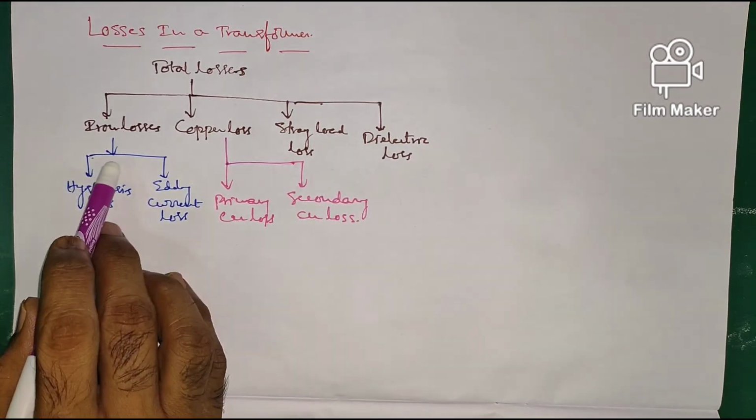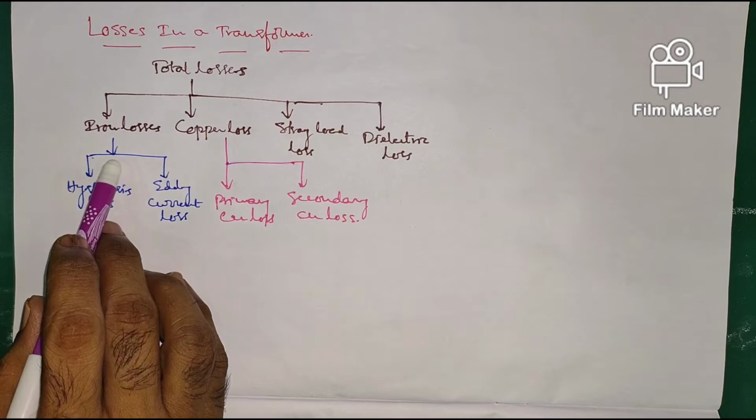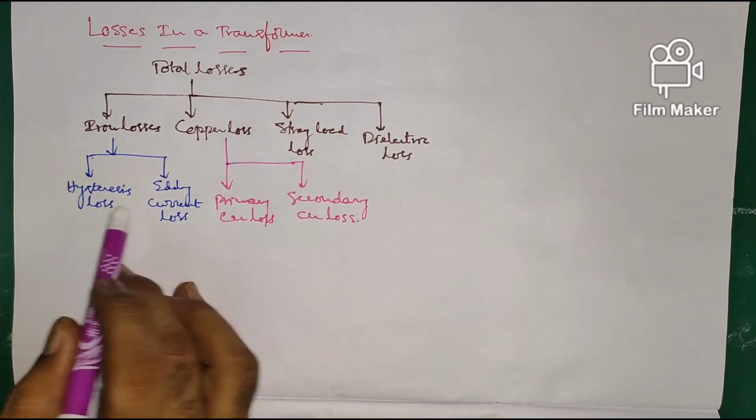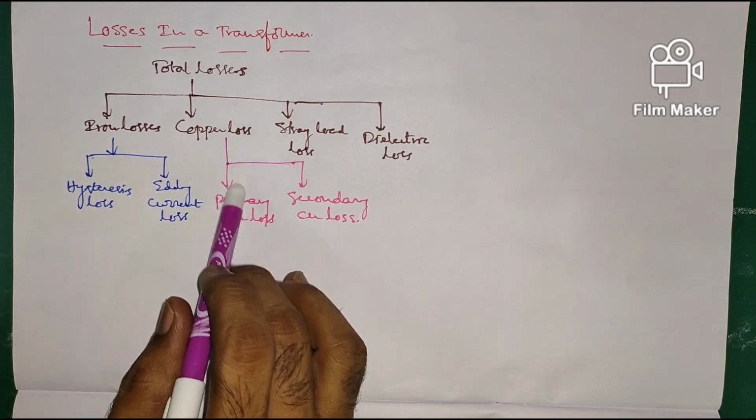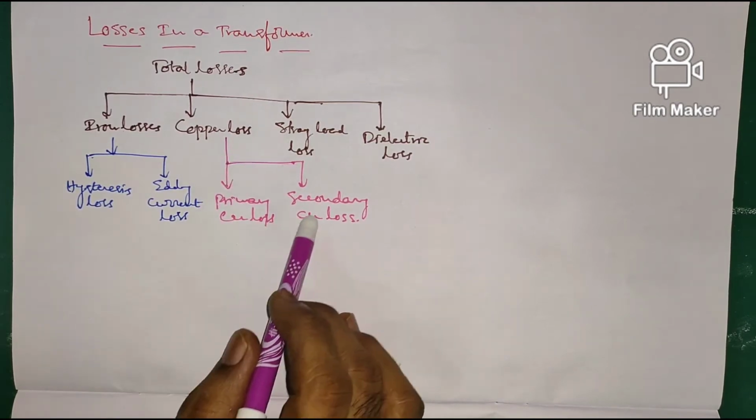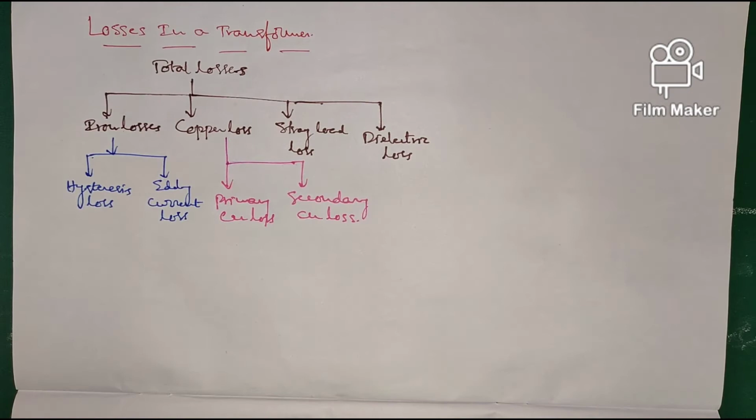The iron losses are again of two types. One is hysteresis loss and another one is eddy current loss. The copper losses can be classified as primary winding copper loss and secondary winding copper loss. Let me explain you one by one.